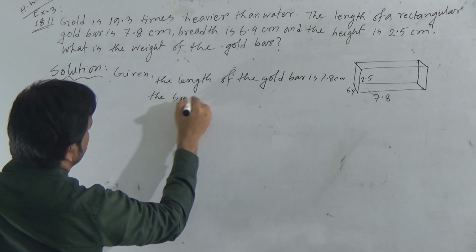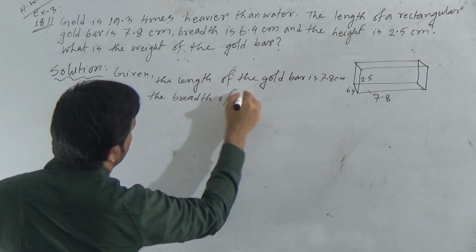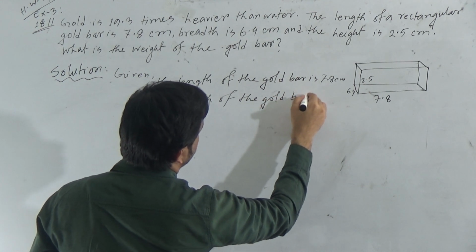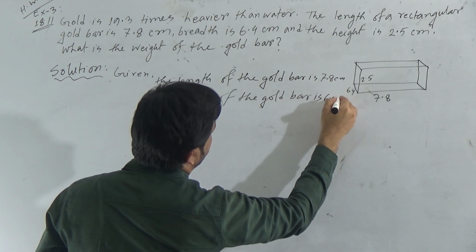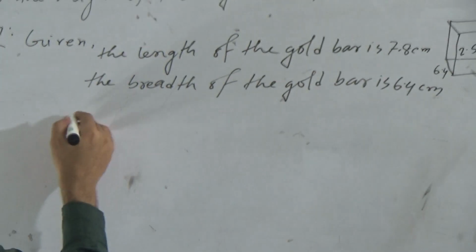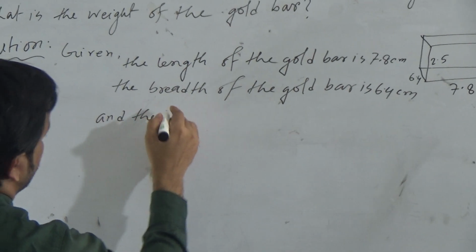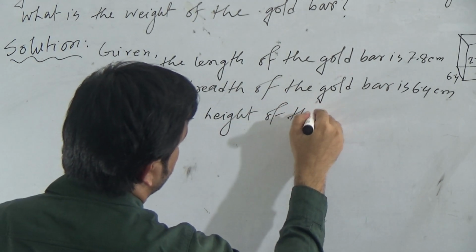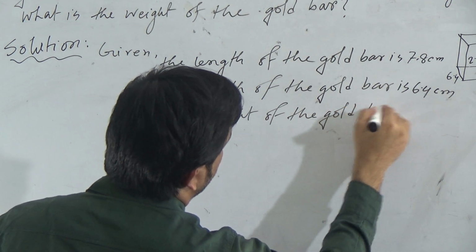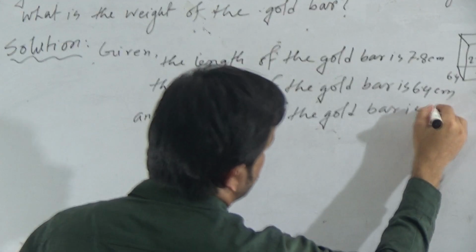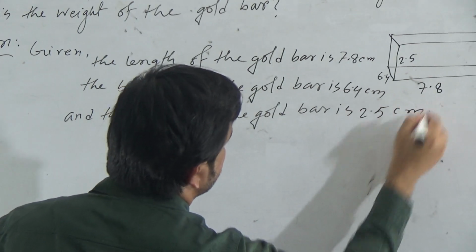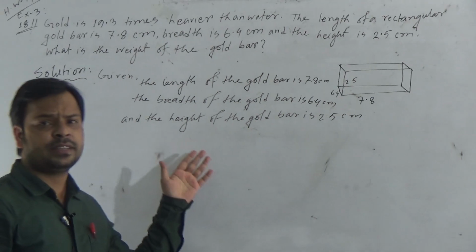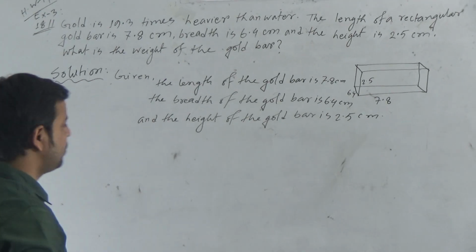The breadth of the gold bar is 6.4 centimeter, and the height of the gold bar is 2.5 centimeter. The students, we know the formula to determine the volume of a rectangular solid.